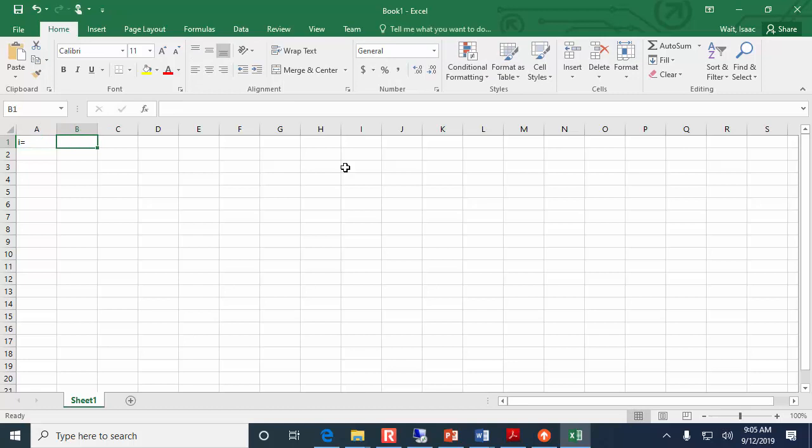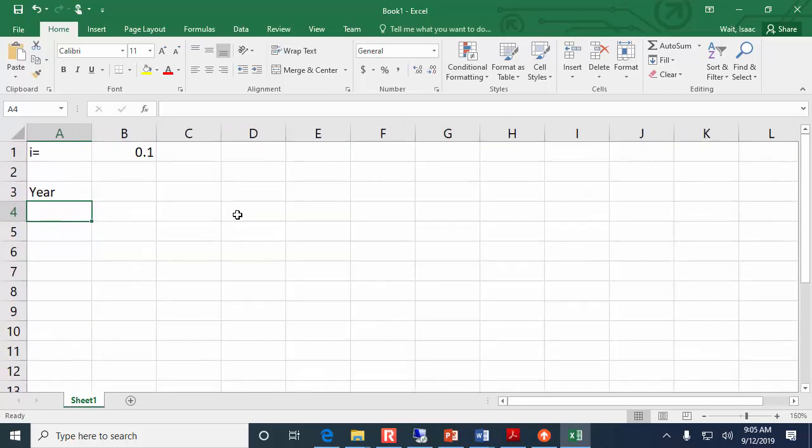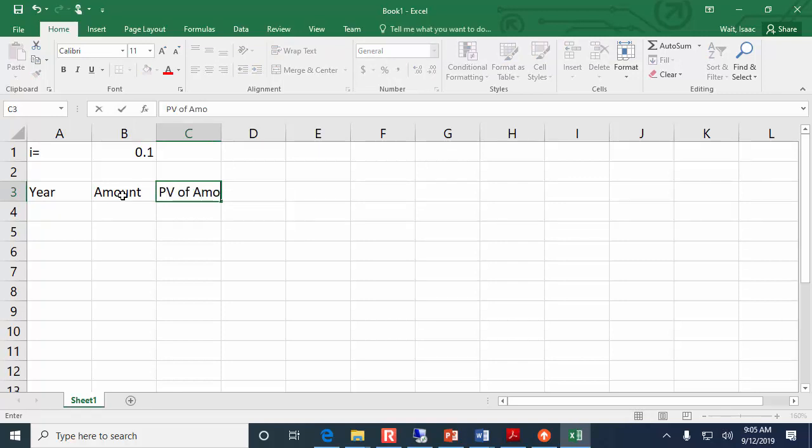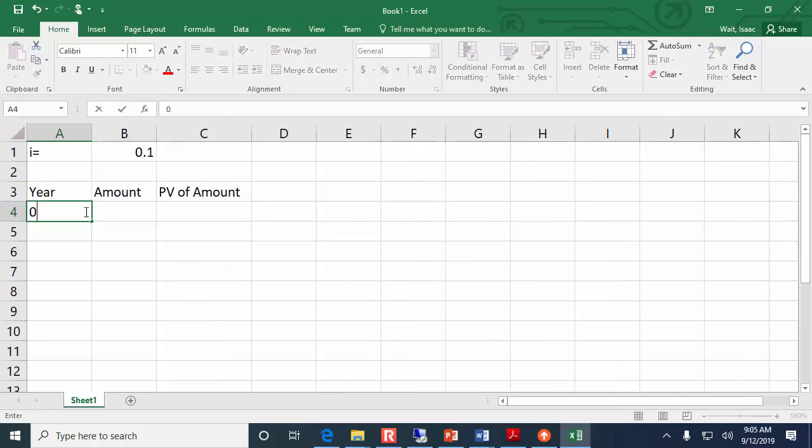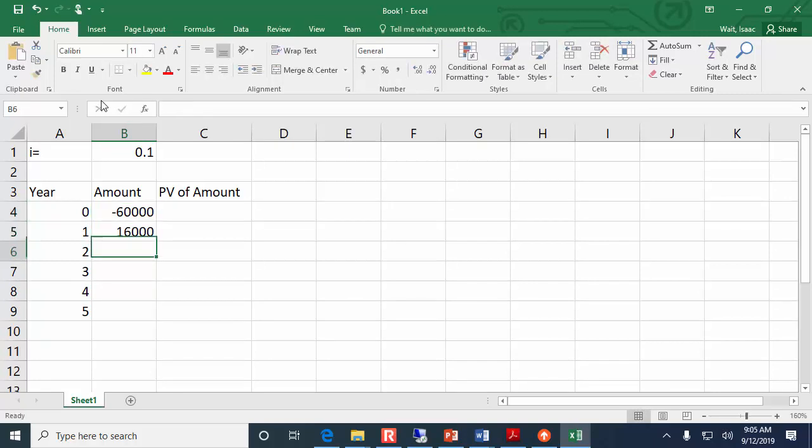Just to test, to make sure I get my spreadsheet set up right, I'm going to start with 10% interest. I'm going to have a column that's the year. Let me make that a little bit bigger so it's easier to see. I'm going to have a year column, a column where I put in an amount, and then a column for the present value of an amount. Those will be my columns, and I'm just going to represent the cash flow diagram as a cash flow table. So I want to have the same 5 years and the same amounts, negative 60,000, and then 16,000 each year.